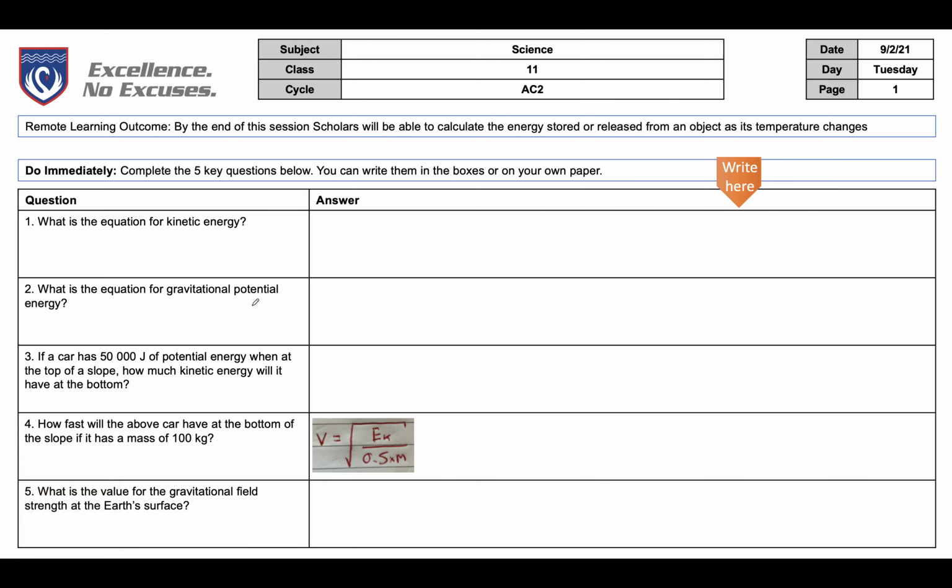So hopefully we had the equation for kinetic energy as EK is 0.5 times mass times speed squared. The equation for gravitational potential, EP, is mass times gravitational field strength times the change in height. If a car has 50,000 joules of potential energy at the top of a slope, how much will it have at the bottom? In this question we're going to assume that air resistance is negligible and there's no friction.